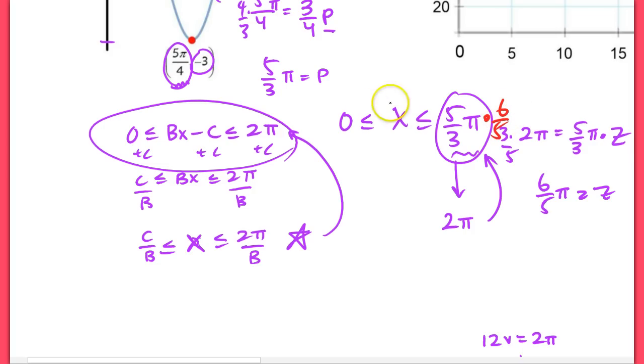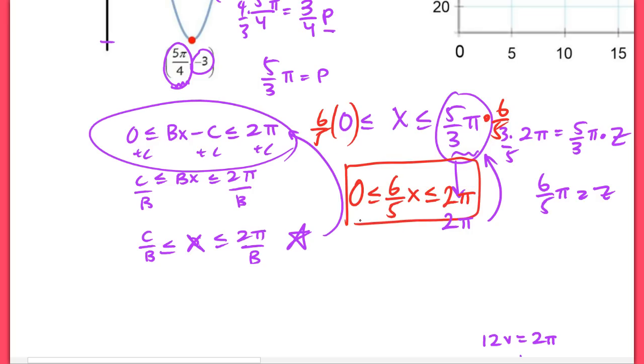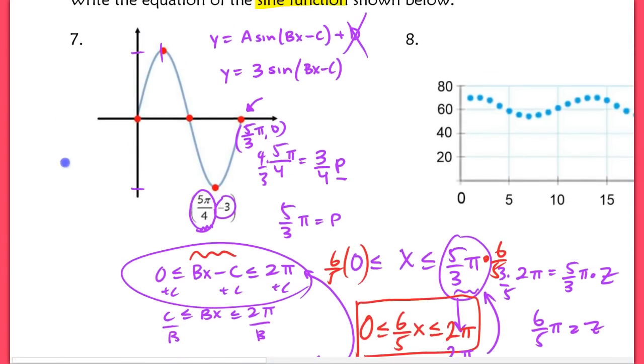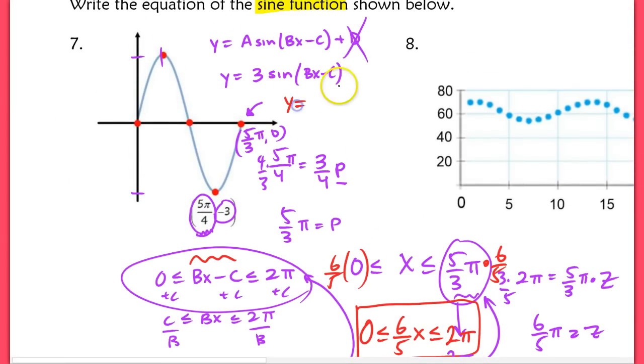I need to make sure I'm doing that for everything here. Multiplying this by 6/5 stays 0. Multiplying this by 6/5 gives me 6/5 x is less than or equal to 2 pi. So I just found what the original value was inside here for this phase shift. This bx minus c is 6/5 x. So the equation here is y equals 3 times the sine of 6/5 x.